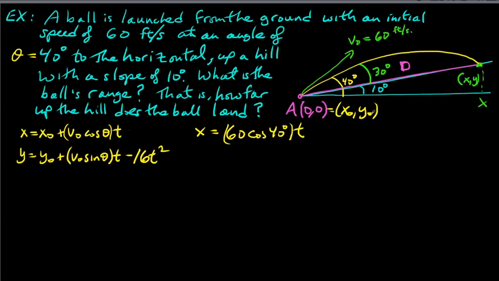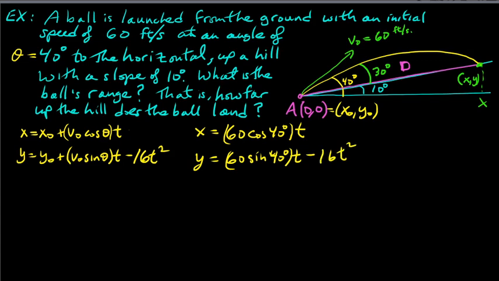Well, you know what? I'm going to leave it exact for now. We'll get the approximations later. In the last example, we used approximations, which is fine. But let's see if we can get the exact answer here. If not, that's okay too. We'll round it, 2 decimal places is good enough. Okay. So y is going to be y0 is 0, and then we have 60 times the sine of 40 degrees times t minus 16t squared.